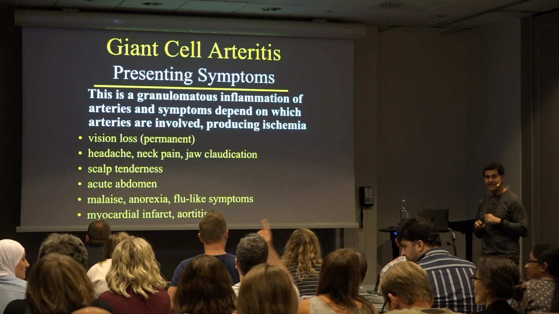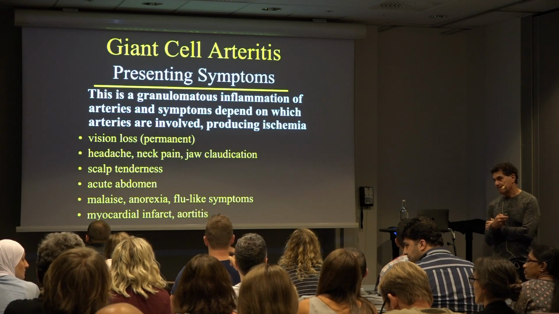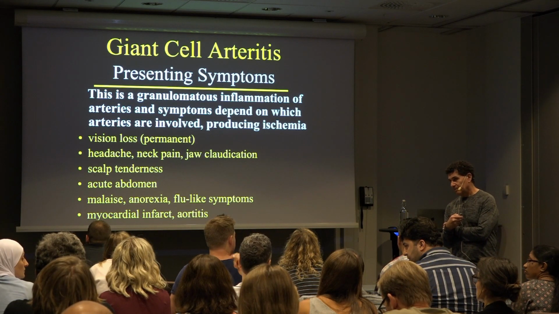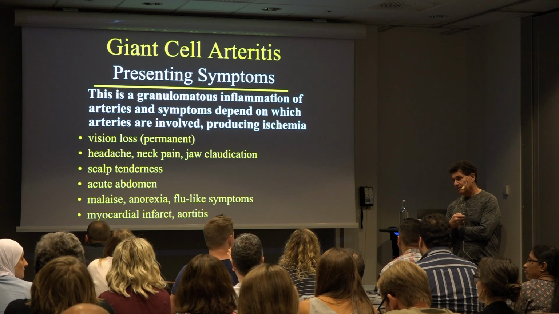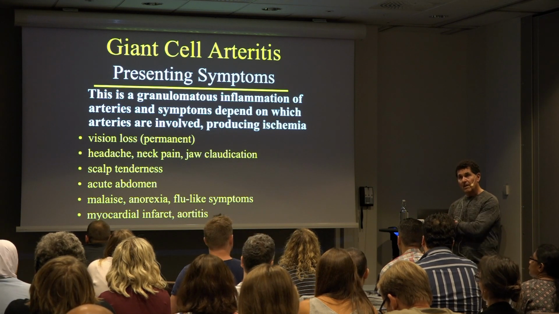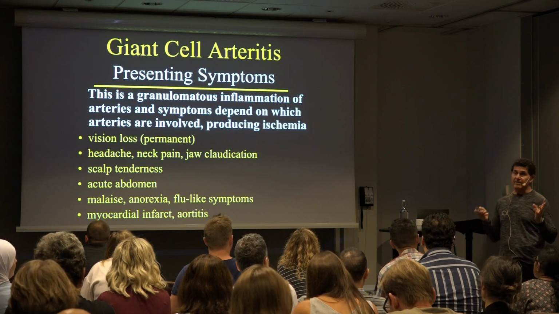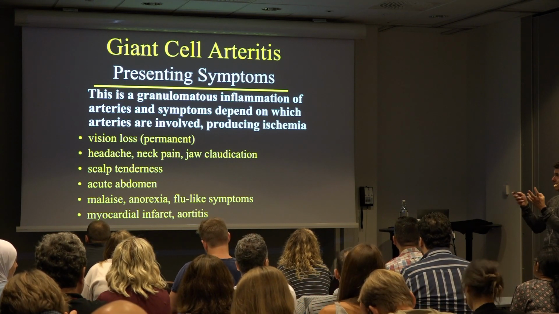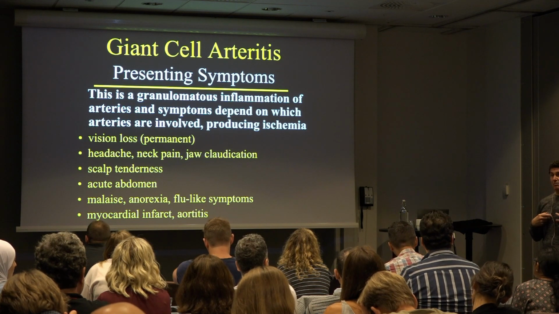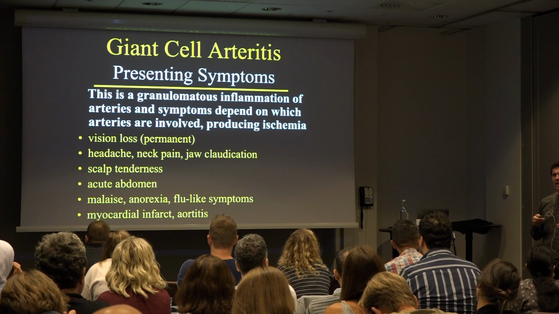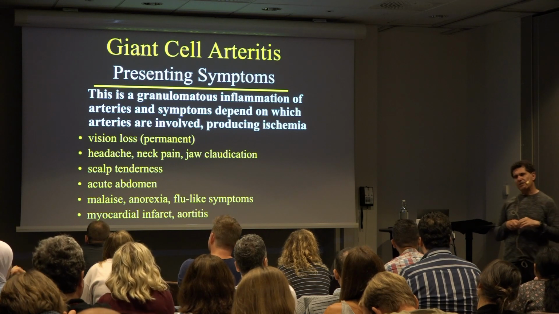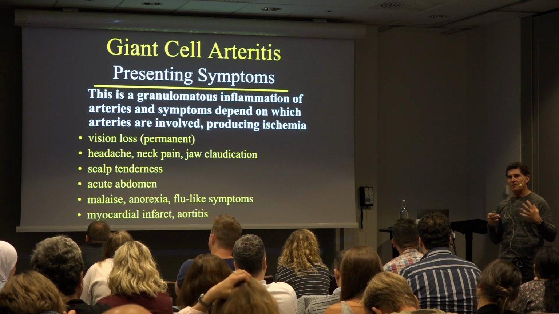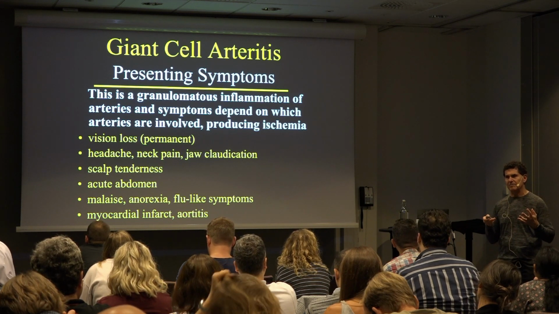Excuse me. Yes? Is it possible to order these symptoms by time? I mean, does it begin with vision loss? This could present either as acute vision loss, or it can present as acute abdomen. It can present as chest pain. So that's what makes it so hard to diagnose. It depends on what combination of arteries are the most involved that bring the person to medical attention.